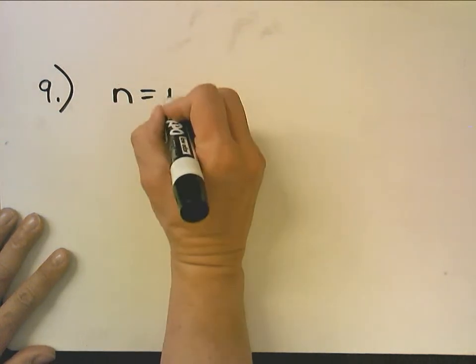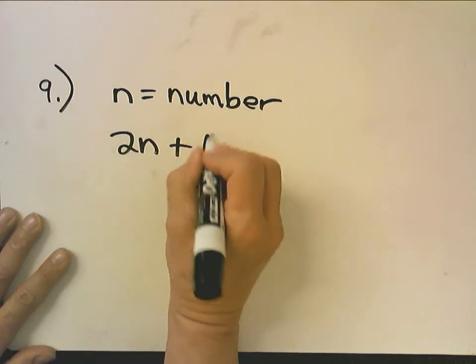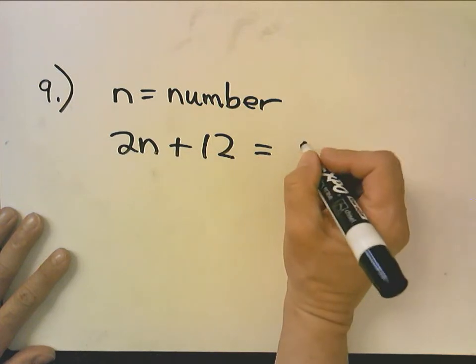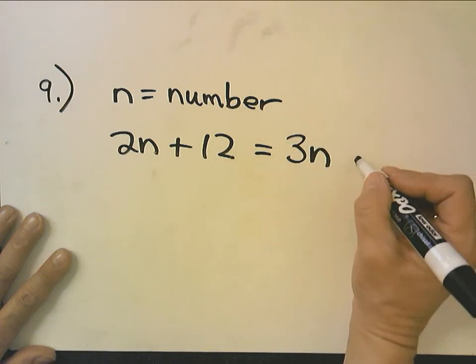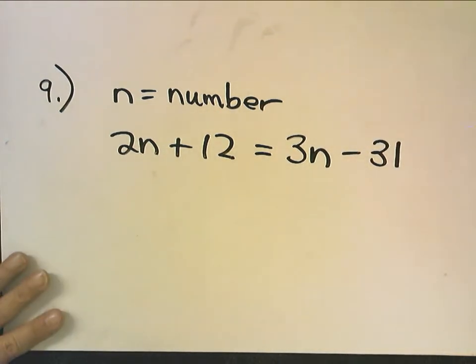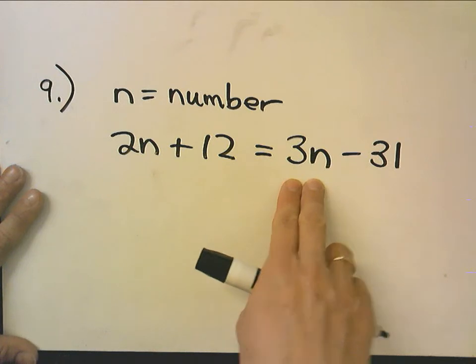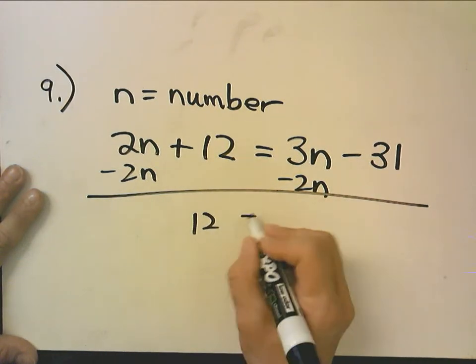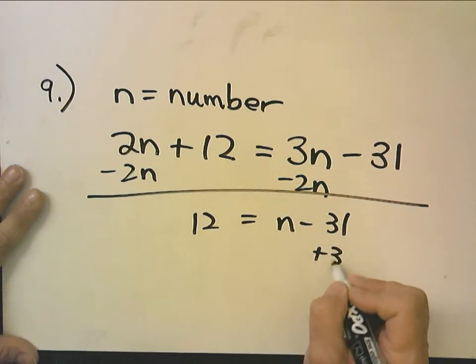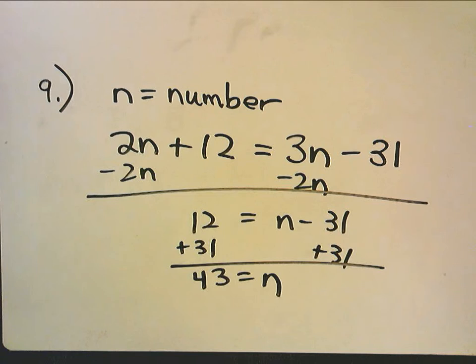So I'm going to let n equal a number. And it says twice the number increased by 12 is equal to 31 less than 3 times the number. Well, 3 times the number is 3n minus 31. Remember, less than means write what comes after less than first, and in this case, it's less than 3 times the number. So now I subtract 2n from both sides. 12 equals n minus 31. Add 31. N equals 43.